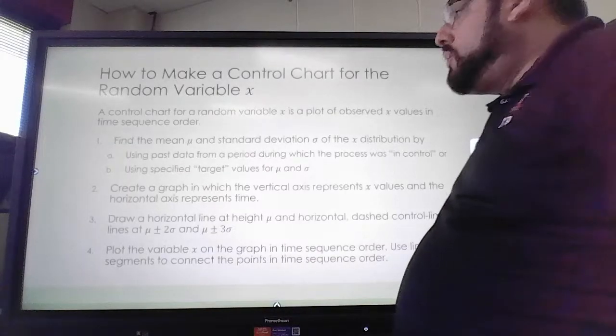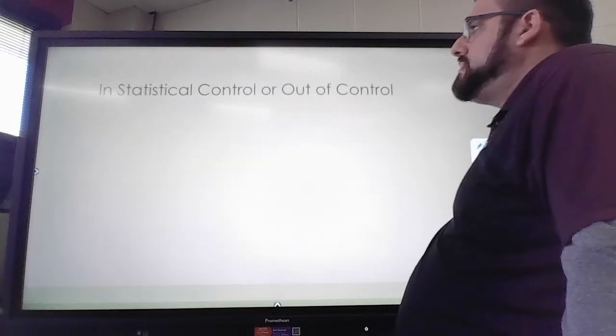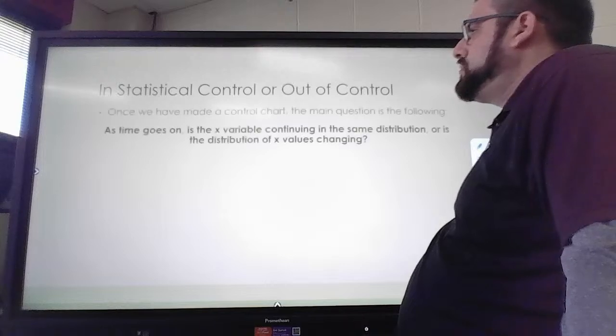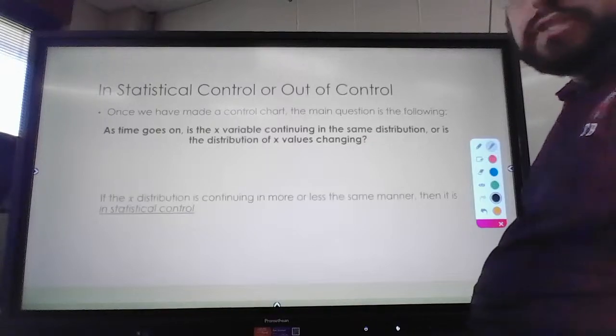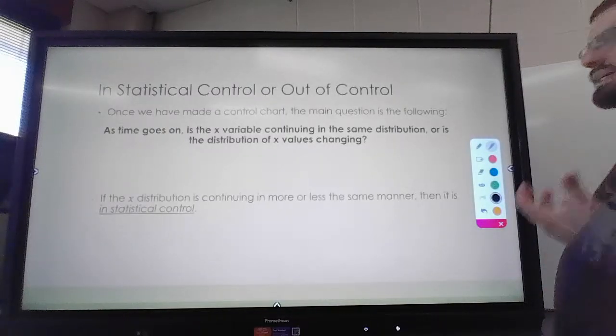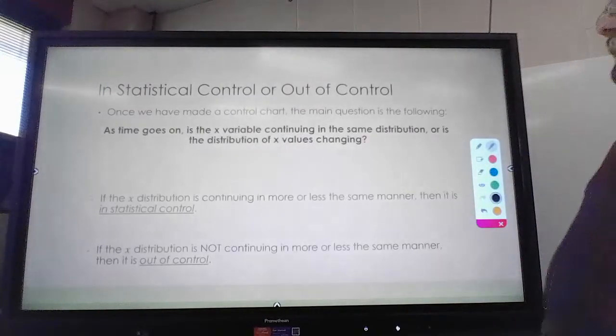Now, once we finish making our chart, we can determine if a variable is considered to be in statistical control or out of control. So once we create the chart, the main question is, as time goes on, is the variable continuing in the same distribution, or is that distribution changing? If the distribution is continuing in more or less the same manner, we say that it's in statistical control. Otherwise, it's called out of control.